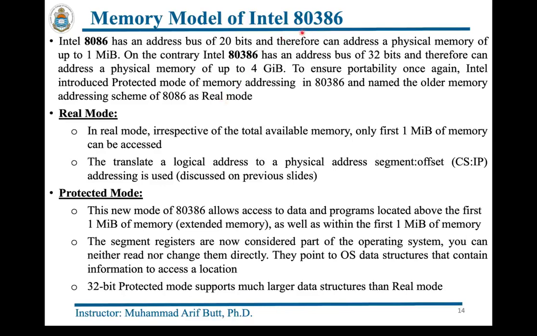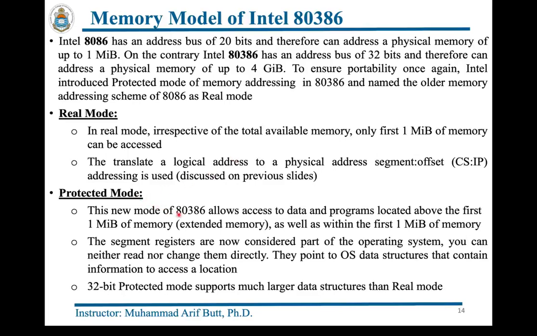So finally, in 8386 we have two modes. One is known as the real mode and the other is known as the protected mode. Let's talk about them one by one. In real mode, irrespective of the total available memory, only the first 1 MB of memory can be accessed. To translate a logical address to a physical address, segment offset addressing is used, and that I have discussed in detail on the previous slide.